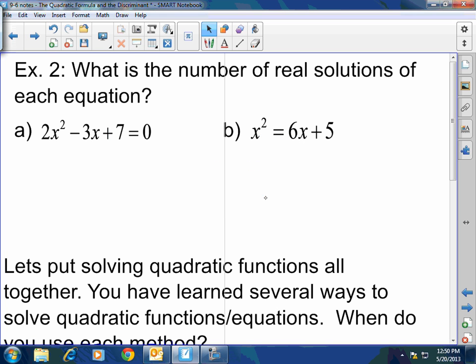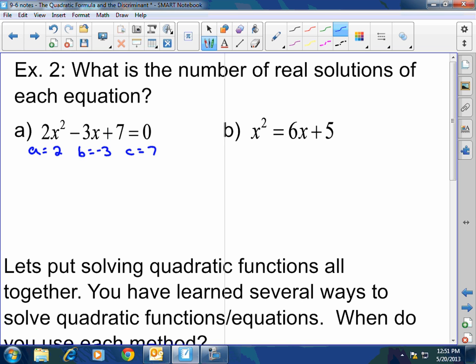What is the number of real solutions of each equation? Well, let's check this out, guys. Like always, let's label. A equals 2, B equals -3, and C equals 7. So, let's find the number of real solutions. I'm not asking to solve this. I'm not asking what are the solutions. I'm asking how many solutions there are.